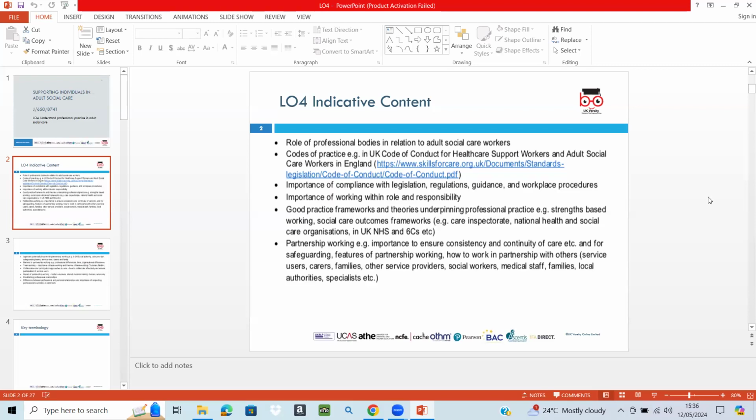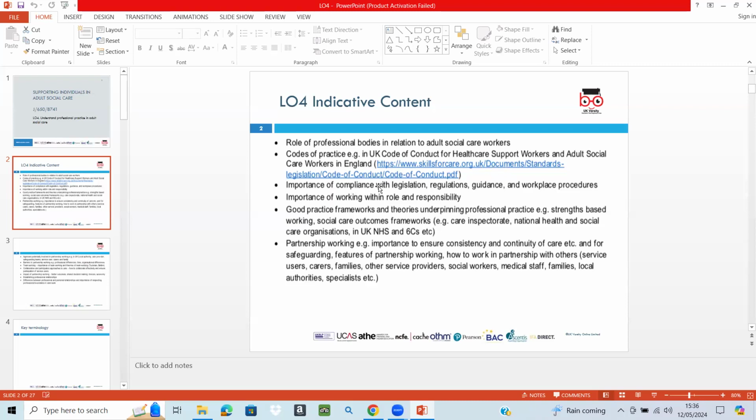The second one is codes of practice. For example, in the UK, the code of conduct for healthcare support workers and adult social care workers in England. There is a link as well. If you click on the link, you will get some information regarding the professional code of conduct.